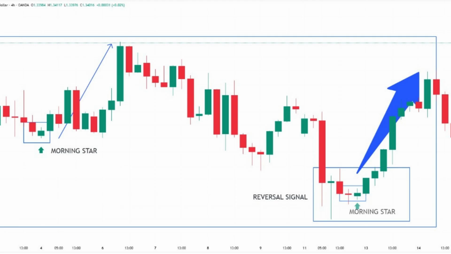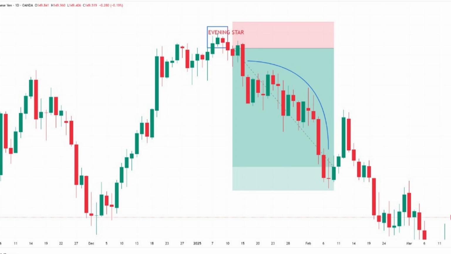4. Morning star, evening star. A three-candle formation. The morning star comes after a downtrend, signaling reversal. The evening star forms after an uptrend, signaling exhaustion. These patterns show transition, from weakness to strength, or vice versa. They combine rejection, hesitation, and confirmation, all in one sequence. It's not just a pattern, it's a shift in the market's energy.